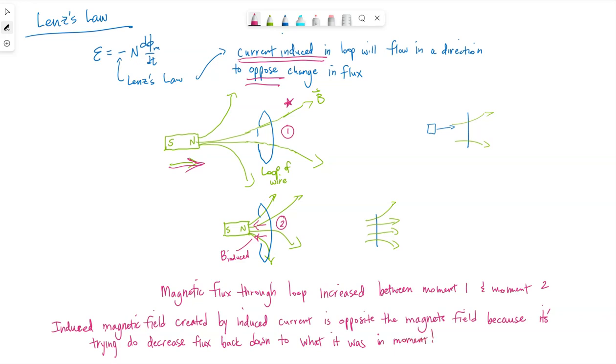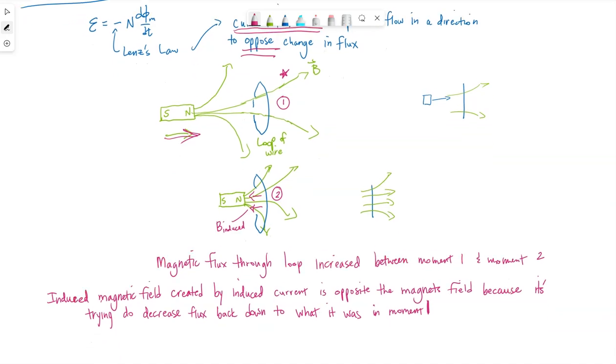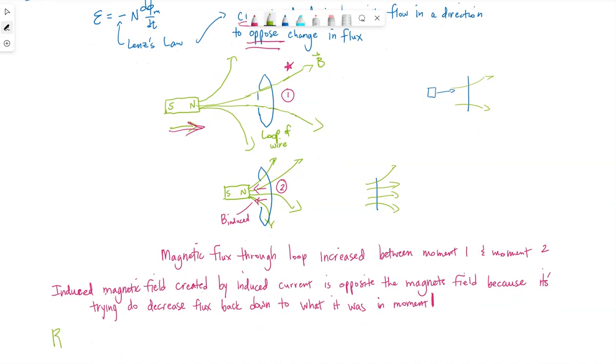In moment one. That's what we mean by the opposition. If the flux is increasing, then there's going to be an induced current in a direction to try to decrease it back down. So the magnetic field is induced in the opposite direction of the magnet's magnetic field to try to get back to two field lines passing through the area.